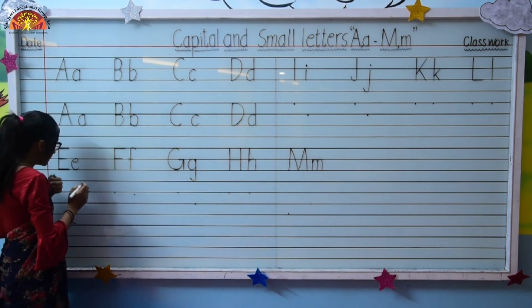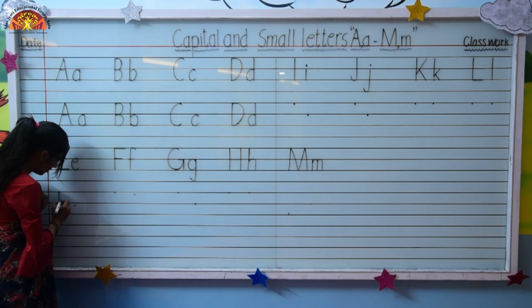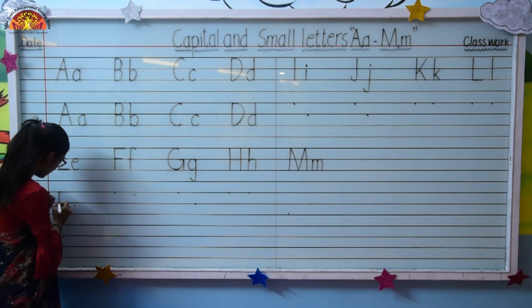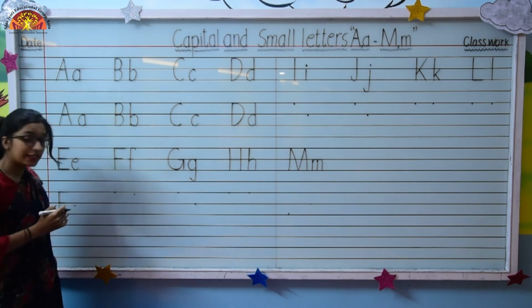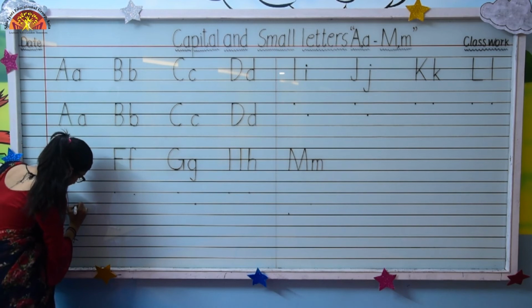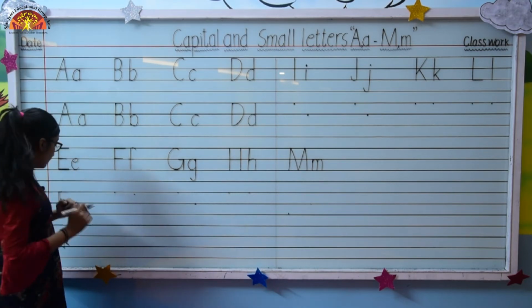Let's make capital letter E now. Standing line. Okay. Sleeping line. One more sleeping line. Again sleeping line. Capital letter E. Let's make small letter E. Loop and curve.